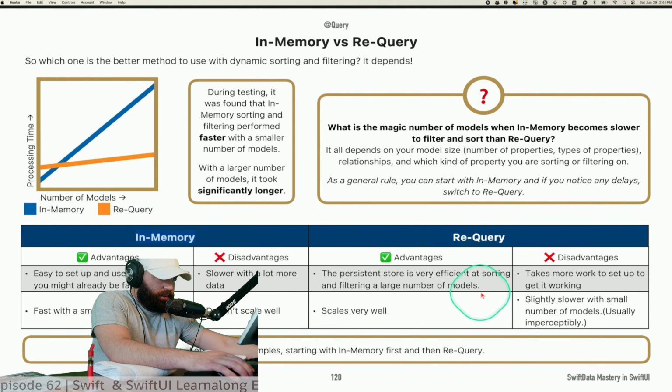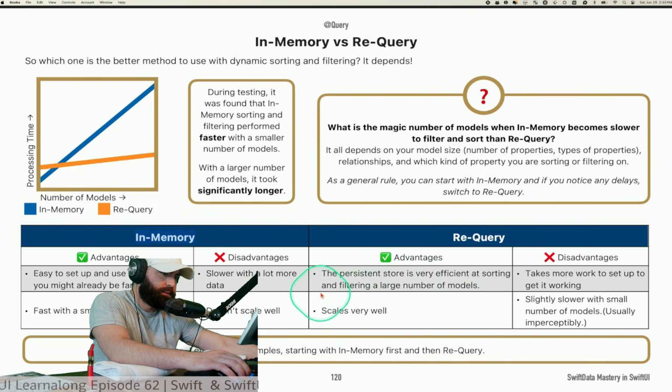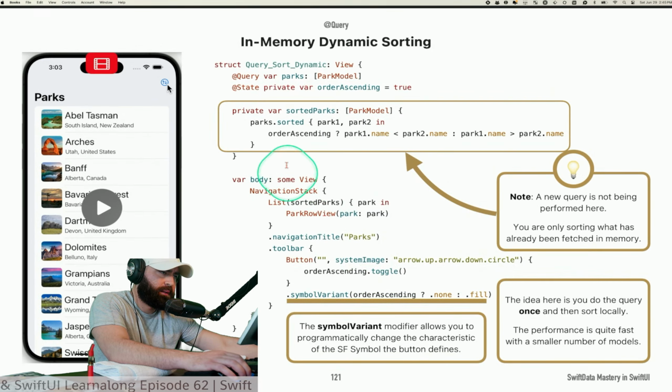Scales very well. Disadvantages: takes more work to set up and get it working. Slightly slower with a small number of models, usually imperceptibly. Let's take a look at examples, starting with in-memory first and then requery.